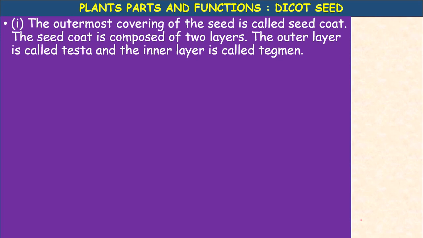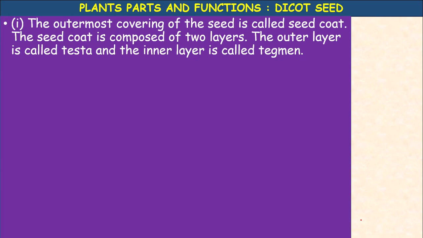Okay, whatever we have studied, the morphology, the total parts, can be represented symbolically. That is called floral formula. The symbolic representation of the floral characters of a flower is called floral formula, which you will study in higher classes. Okay, now come to the dicot seeds.